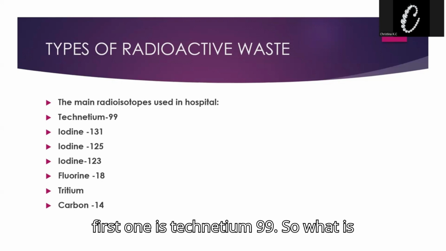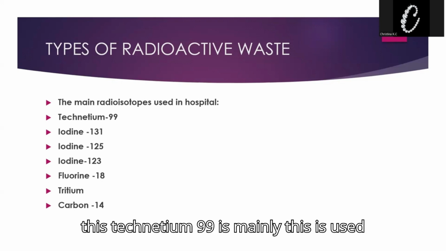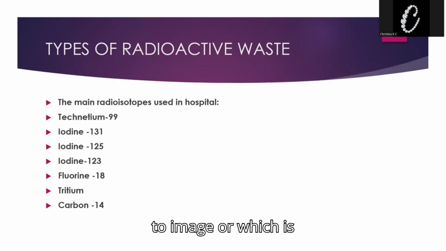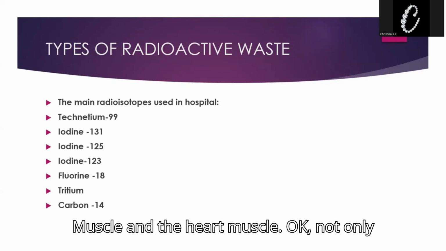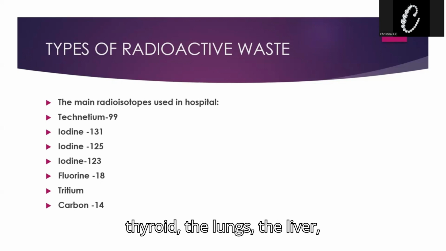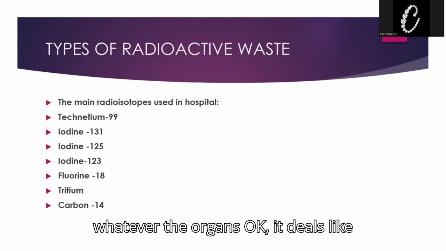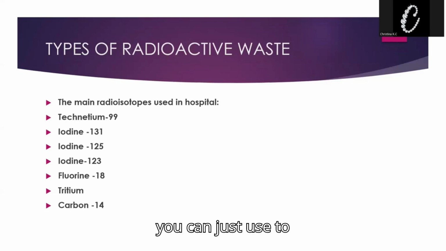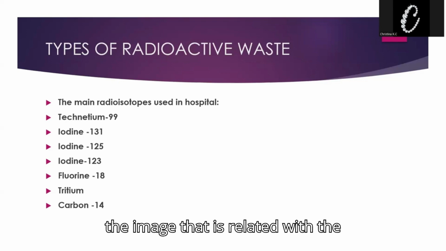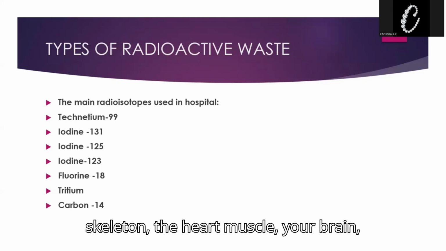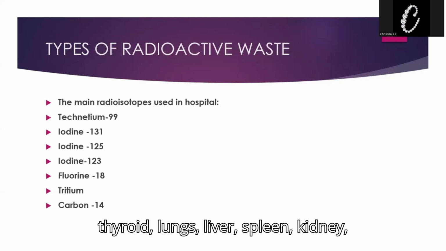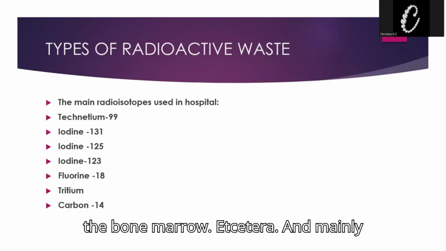So first one is technetium 99. What is this technetium 99? Mainly this is used to image, or to check, the skeletal muscle and the heart muscle. Not only these muscles but also the brain, the thyroid, the lungs, the liver, spleen, kidneys, bone marrow, etc. Whatever the organs, you can use it to image the skeleton, heart muscle, brain, thyroid, lungs, liver, spleen, kidney, bone marrow, etc.